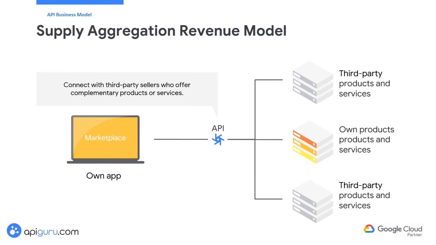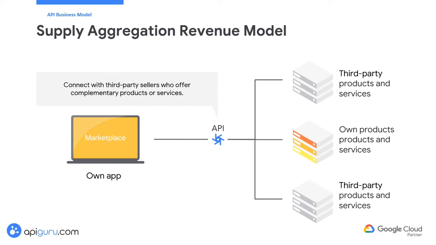The supply aggregation revenue model leverages the power of APIs to create a thriving marketplace ecosystem by expanding the inventory of products and services available to consumers. This model revolves around the strategic onboarding of third-party sellers and partners, allowing businesses to enhance their catalog without the burden of directly managing every product or service.